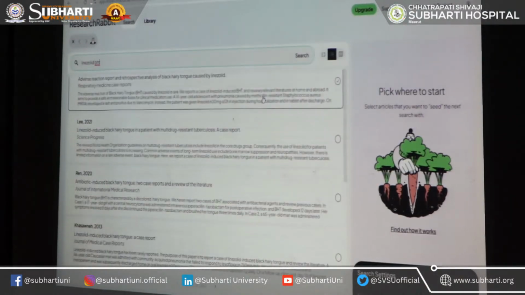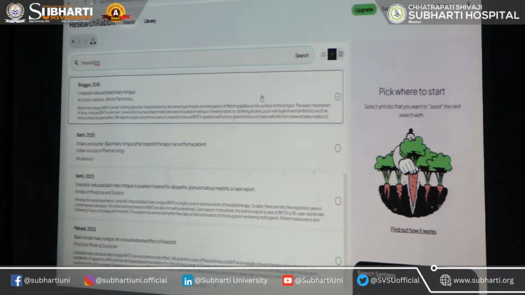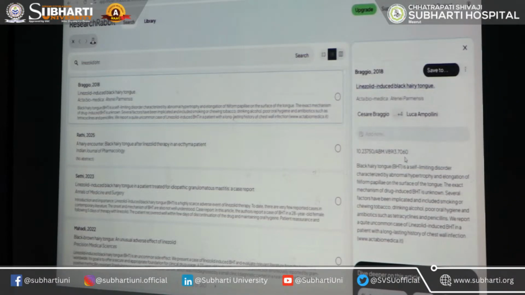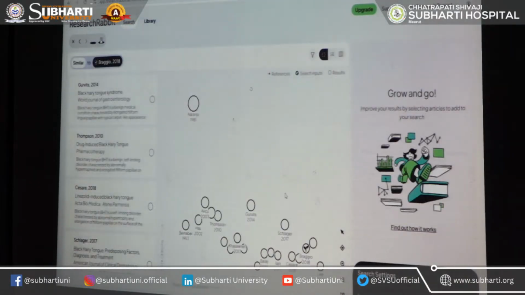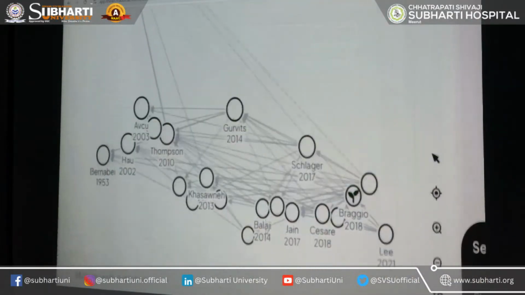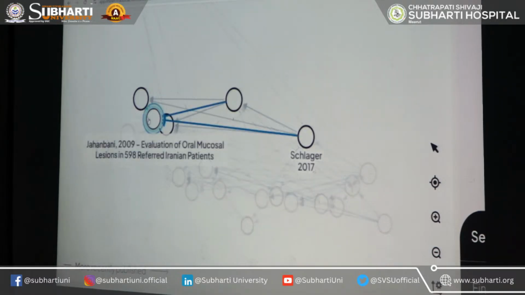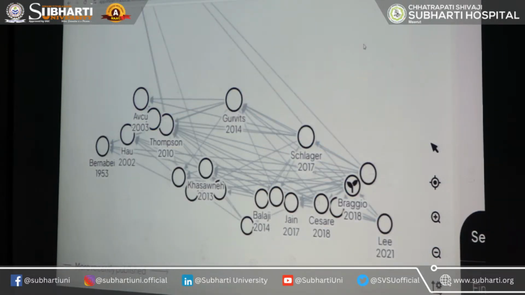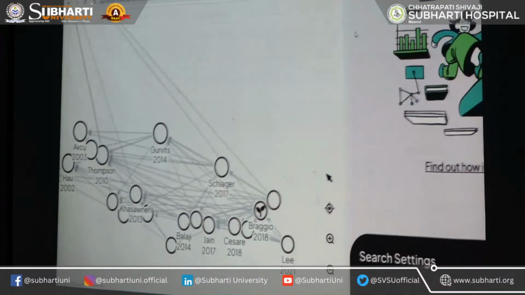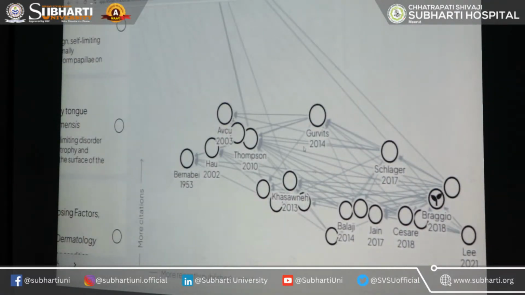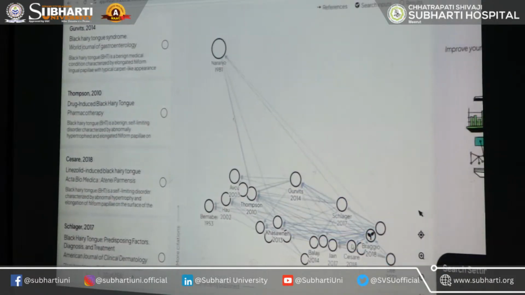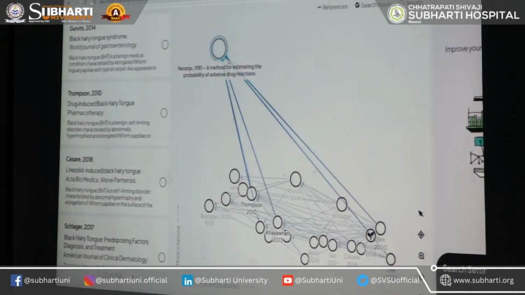You can see the results are in the same order as we had on PubMed, so it's no different there. But once you click on it, you can just click similar, and it will help you find similar work. Now, here you can see in this web map what literature has cited what. From this picture, you can easily see that this research by Govitz has been cited by all of them. So this probably is a very landmark paper on the literature and must be a part of your discussion as well.